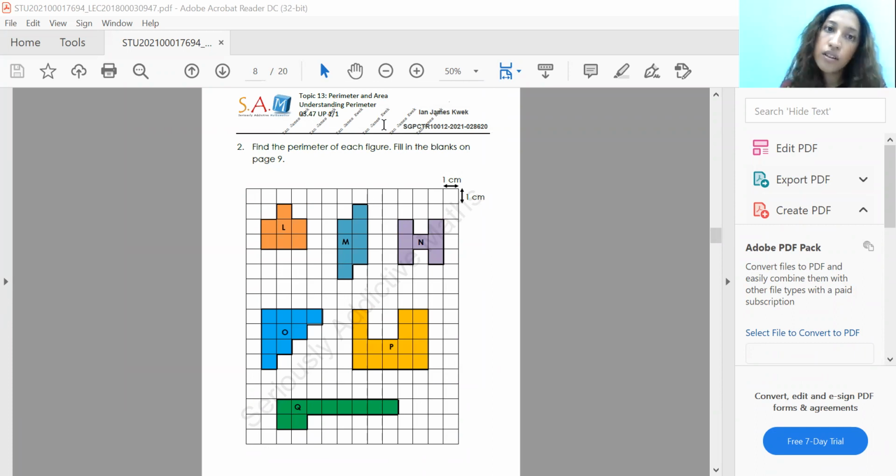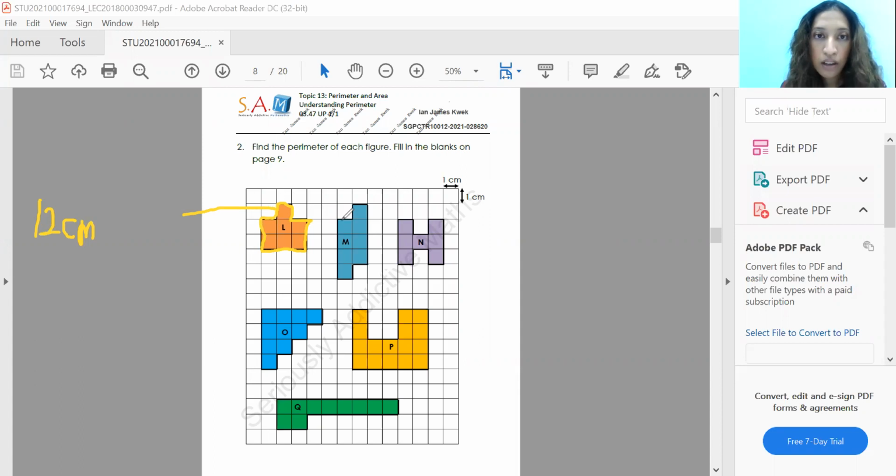All right, let's go through L. For L, 1, 2, 3, 4, 5, 6, 7, 8, 9, 10, 11, 12. 12 cm. The units for perimeter are either meters or cm, depending on what they give you. In this case it's centimeters. Do not leave out the units as well, that's very important.